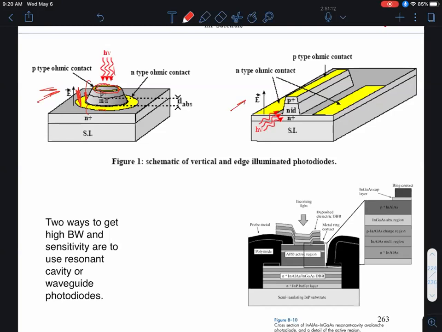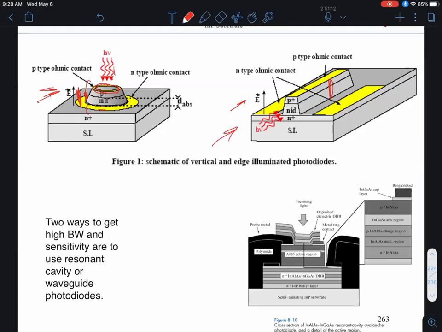Well, one geometry is a so-called waveguide structure, shown on the top right, okay? So here, you decouple the direction of light absorption. So you now shoot the light in this direction at the edges of the so-called waveguide photodiode, but then you collect the carriers in the orthogonal direction, all right?